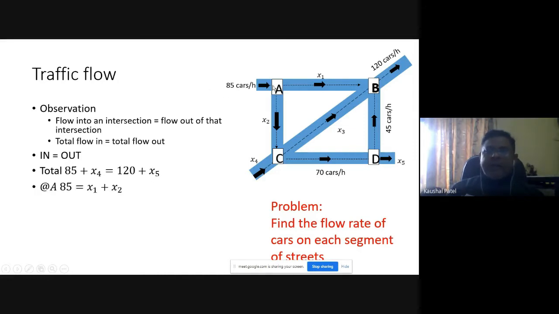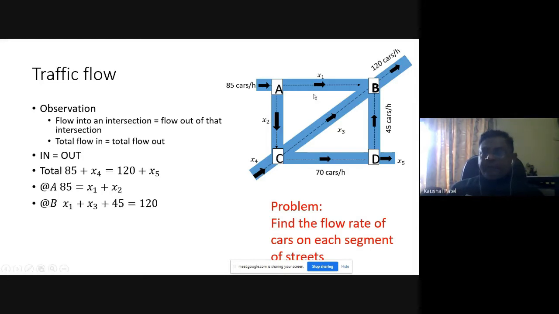Similarly, at point A, because this is a junction point, here we can have a particular relation. Whatever cars entered into A must leave from A. So 85 cars entered A and leave in the form of X1 and X2. So this 85 is nothing but X1 plus X2. Here we look at the relationship between the variables and constants.